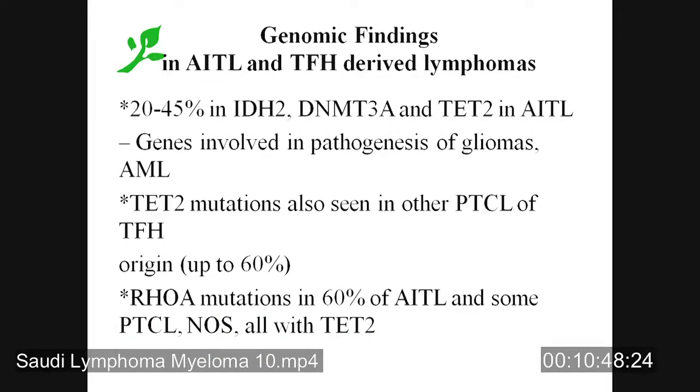Some angioimmunoblastic T-cell lymphomas can show IDH2, DNMT3A, and TET2. Also, PTCL of T follicular helper phenotype shows TET2 in some of the cases, around 60%. And in angioimmunoblastic T-cell lymphoma, 60% can show mutation of RHOA.